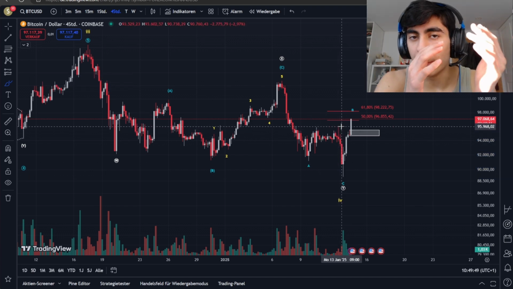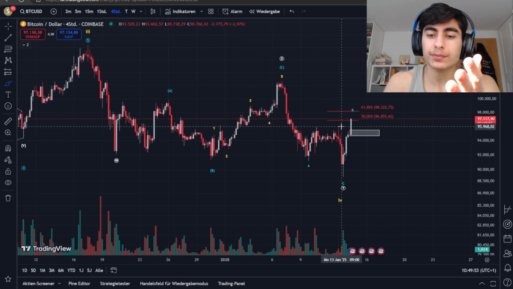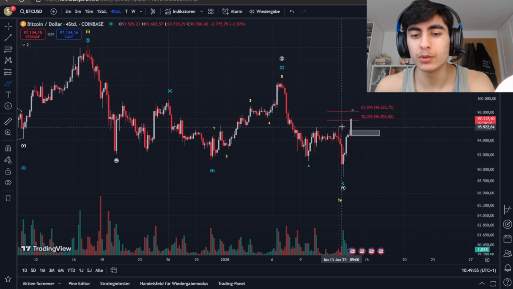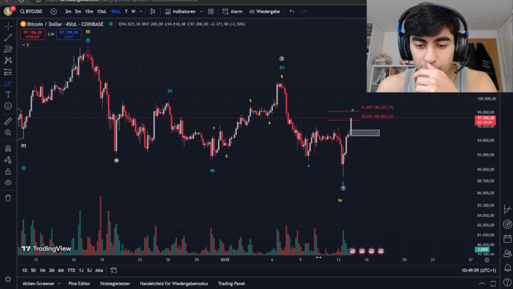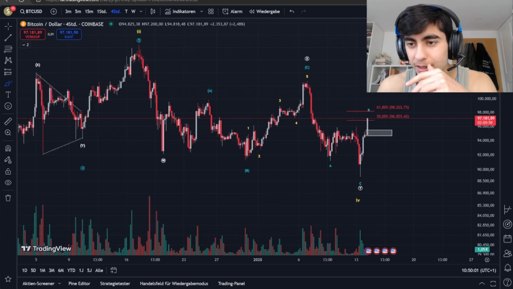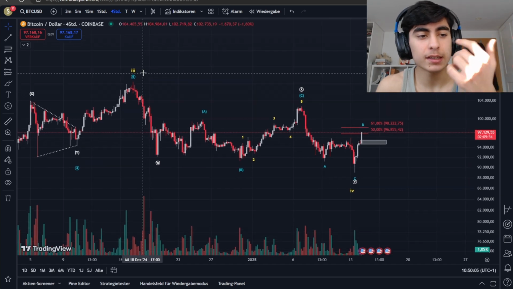But this is where probabilities really decrease for this scenario. Because it is really rare to have a flat inside a flat. Like, when do you often see that? I don't see that often. So probabilities for that decrease.